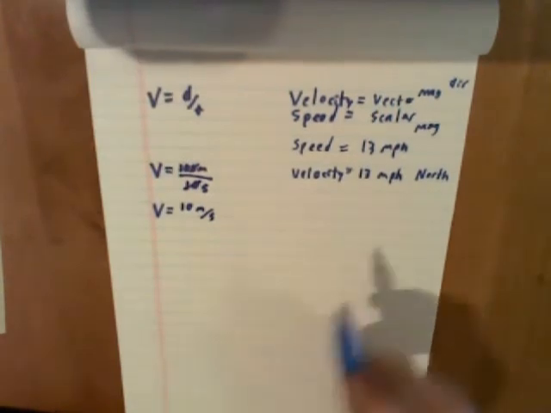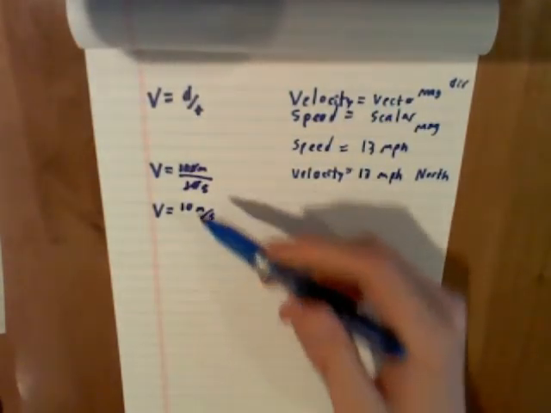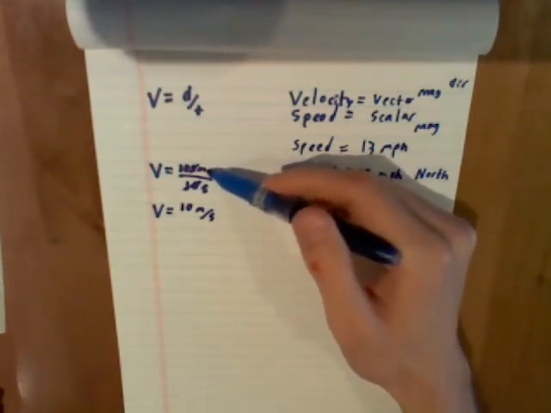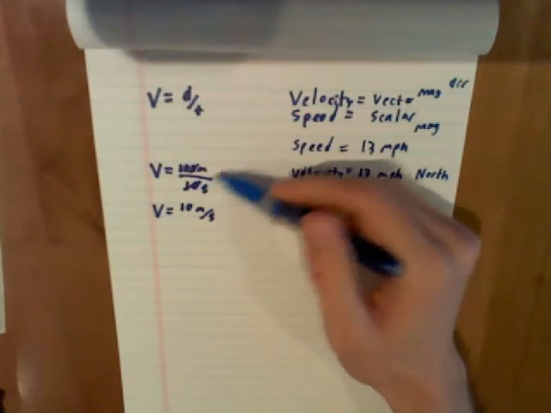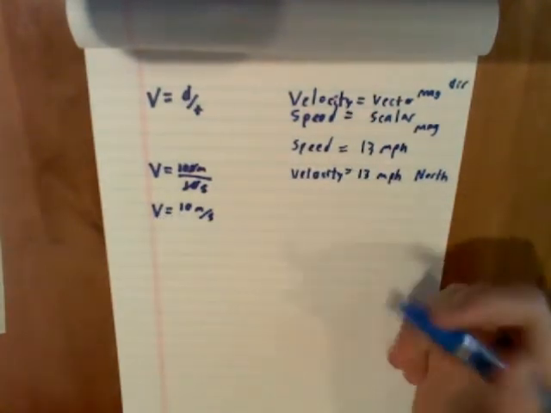It's important to understand that when you multiply or divide in physics, you also have to multiply or divide the units. In this case, I divided the meters by the seconds, so velocity equals 10 meters per second.